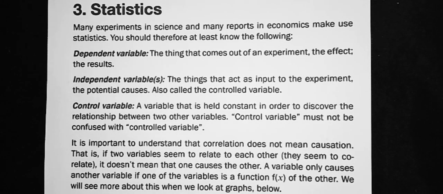Control variable: a variable that is held constant in order to discover the relationship between two other variables. Control variable must not be confused with controlled variable. So a control variable is a thing that you keep constant, a thing that you keep the same. And a controlled variable is a thing that you change, to see how it will affect the outcome.